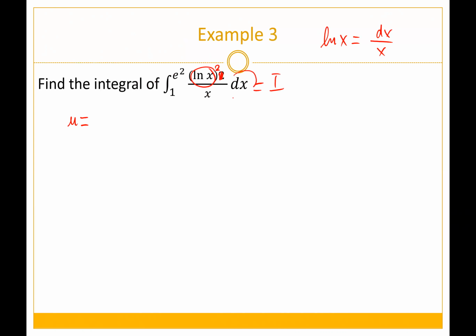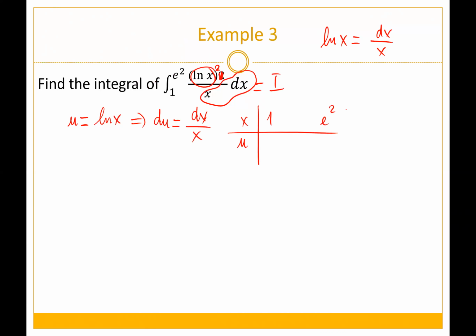Looking at this one, if you want to immediately get rid of this and try to do some u substitution, the very first thing you're going to do is put u as ln of x. du is dx over x. Now, let's do the change of variable, since this is a new thing. So 1 and e squared. So u is ln of 1, so it's going to be 0.